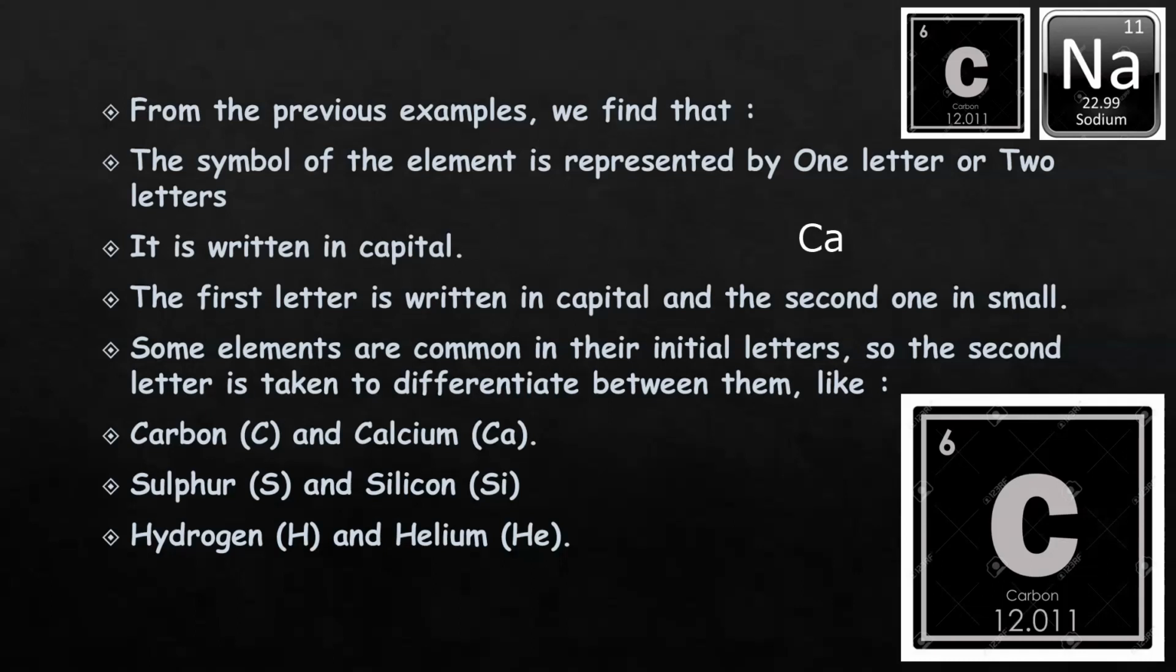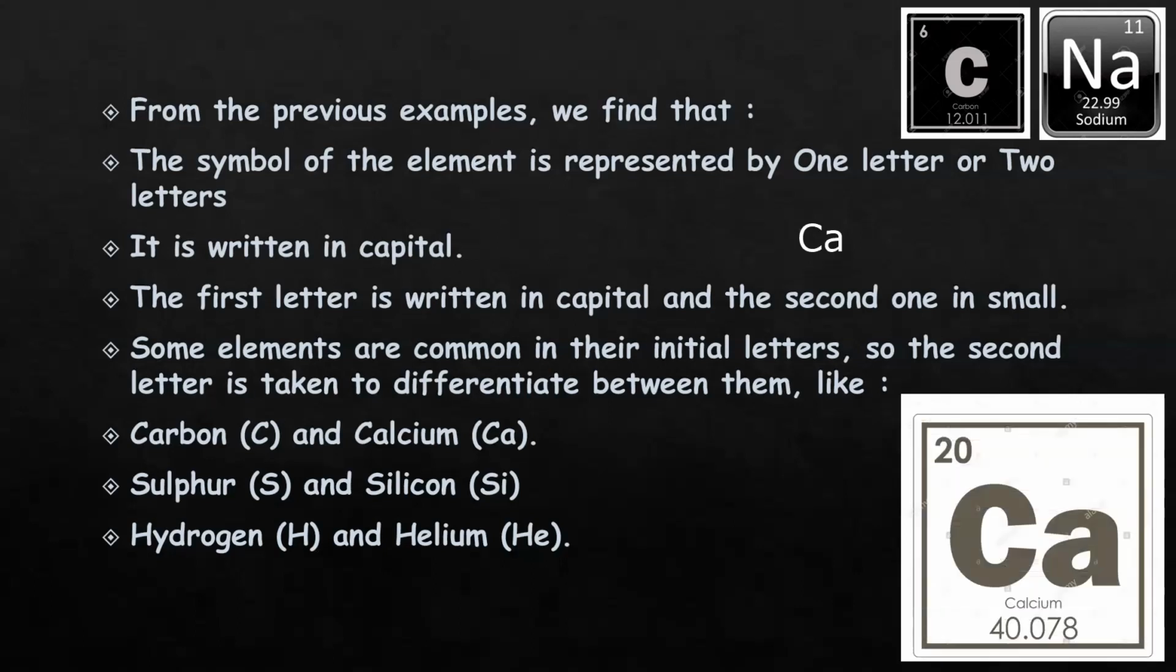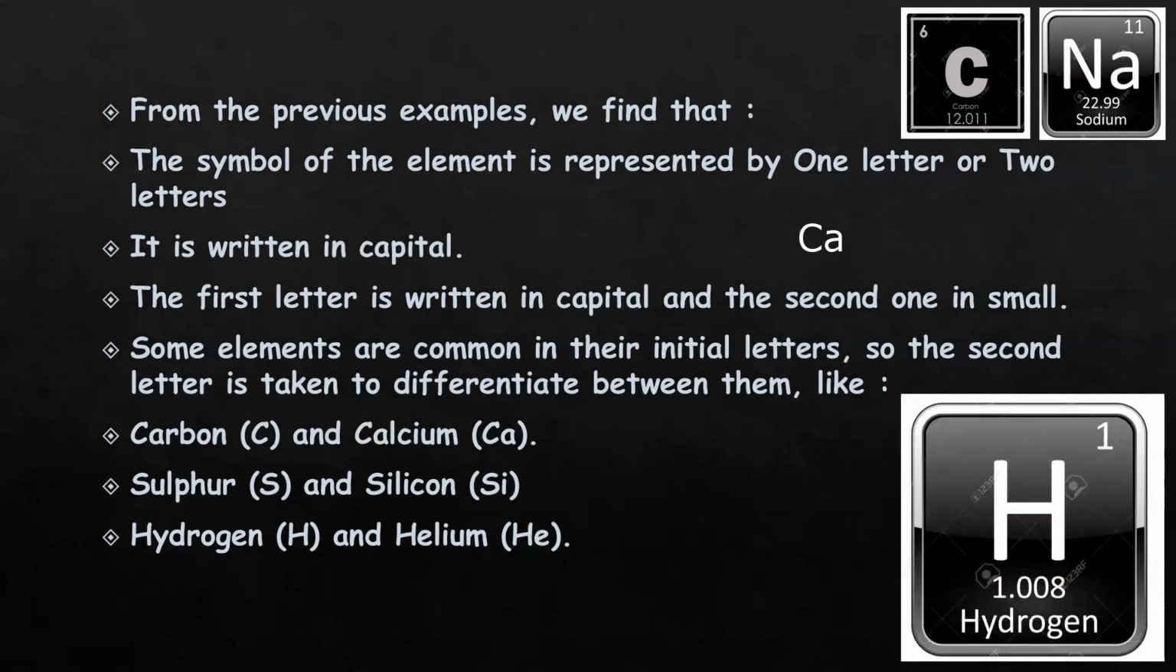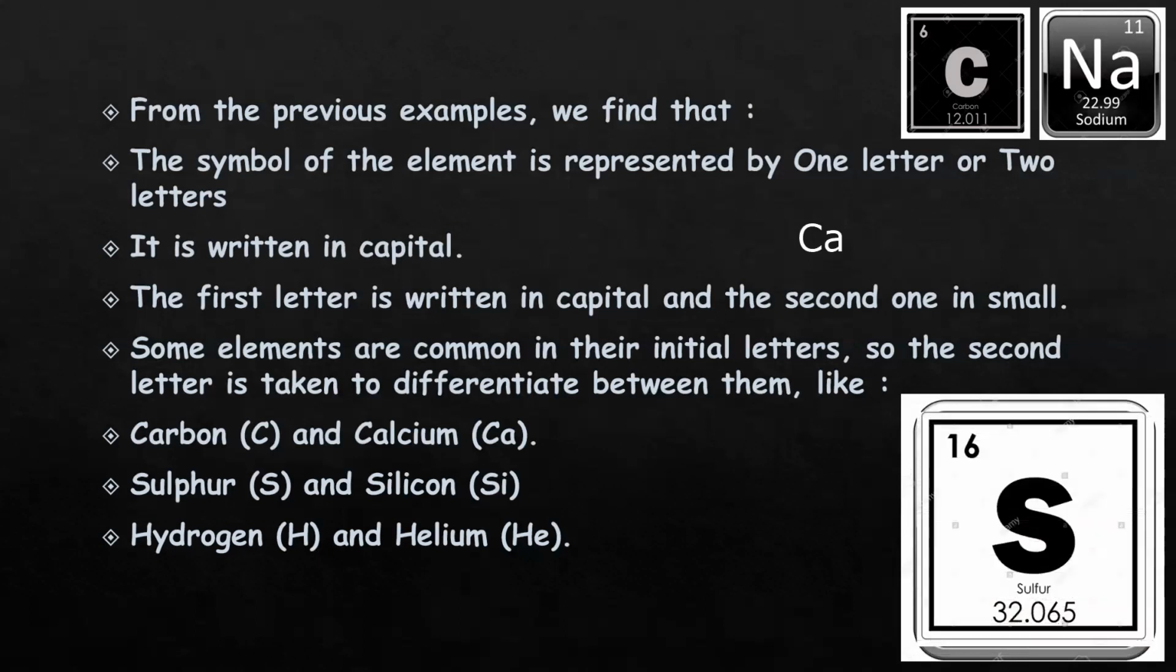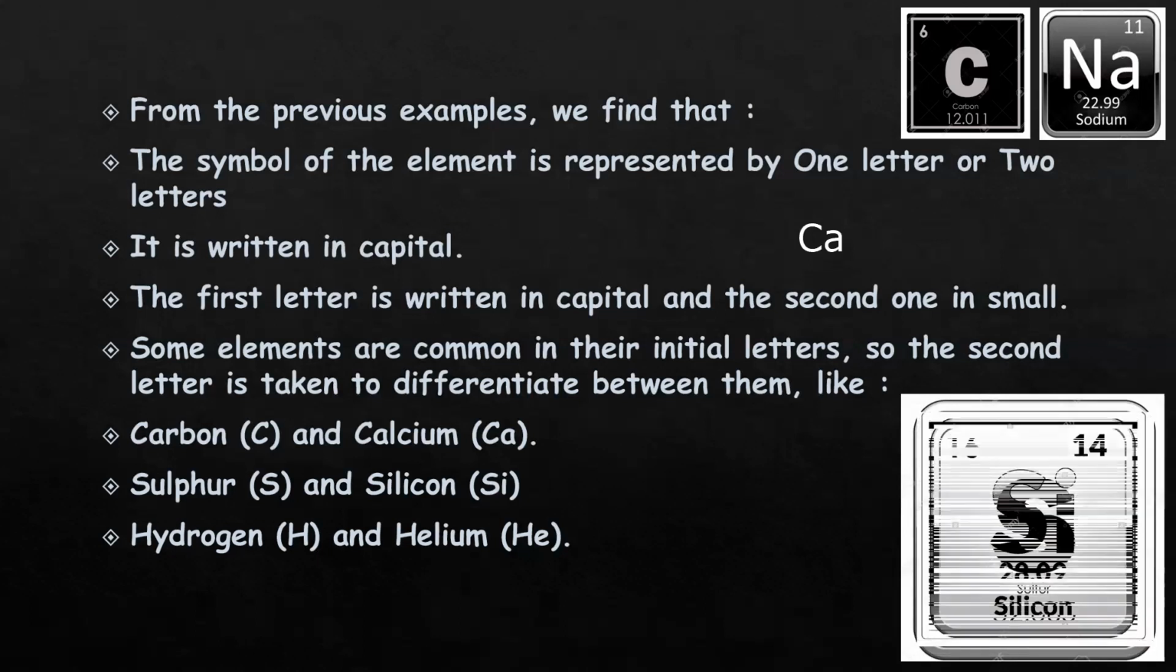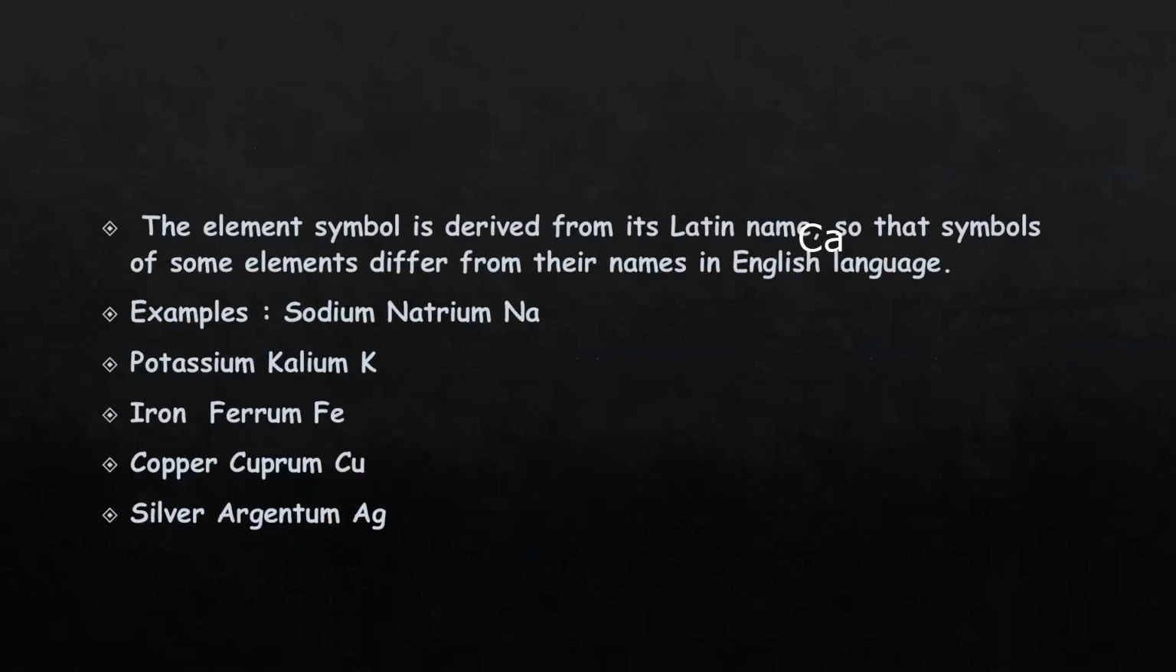So we have carbon, which is just capital C. Calcium, Ca. This is calcium. We have here hydrogen, H. We have helium, He. Sulfur, S. Silicon, Si. So this is how to differentiate between different elements by adding a second letter.